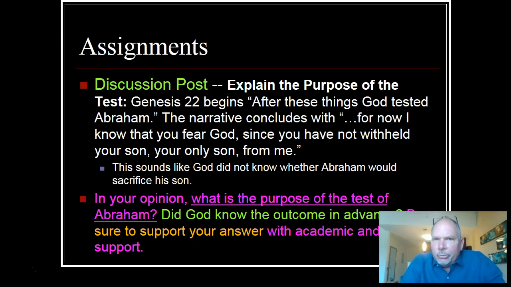I'm hoping we can get into some good discussions about who is God and what is he like, and how does this passage help to inform that, or provide some depth to that.